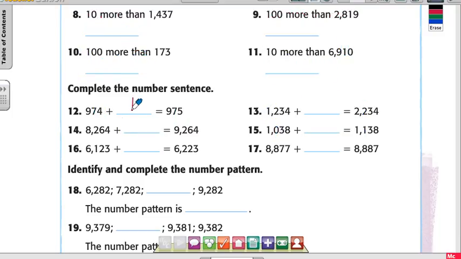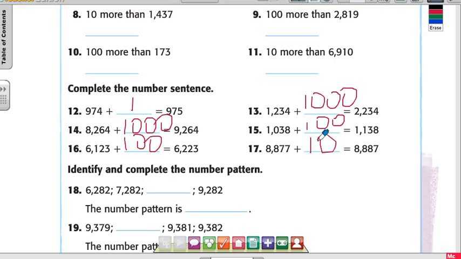Again, this was 1, this was 1,000. Number 14 was 1,000 as well. Number 15 was 100. And what was 16? 100, yes. And what was 17? 10.